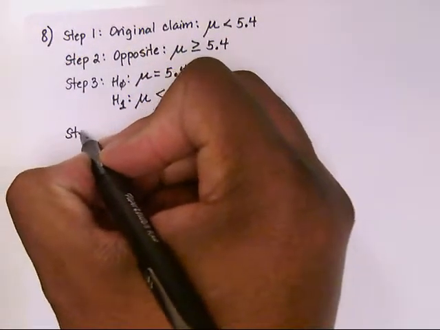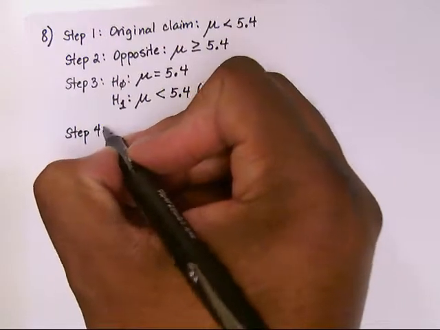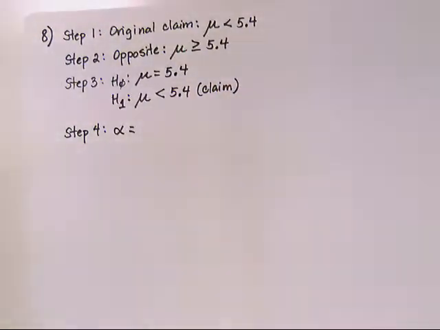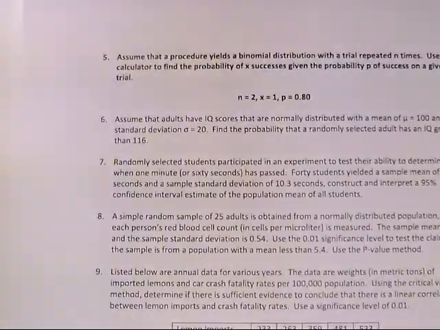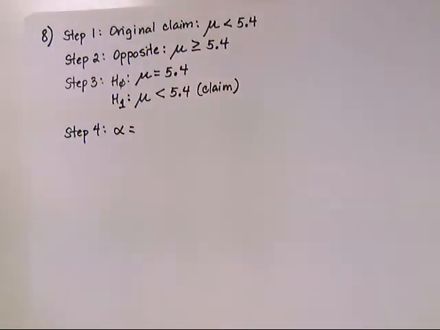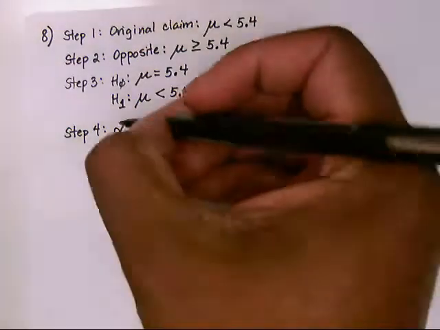Now step number 4 is stating the level of significance. In this problem, the level of significance is 0.01. So that's what our alpha level is going to be, 0.01.